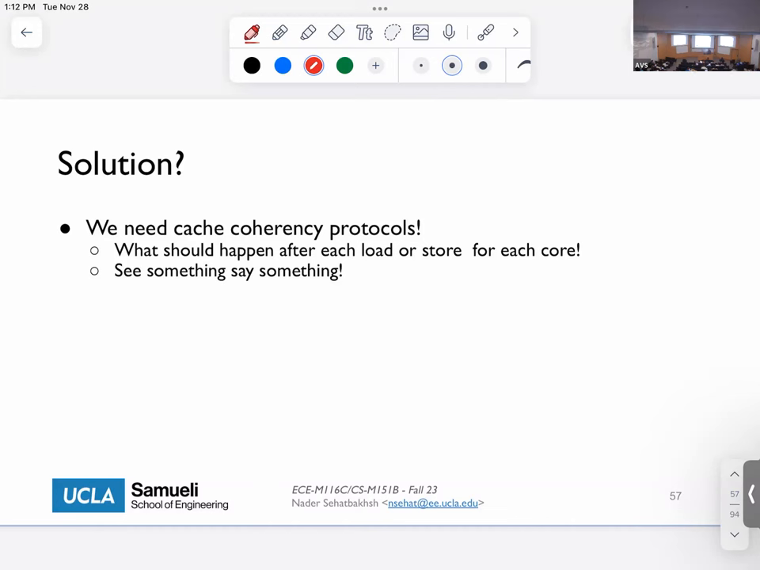Okay, and the very simple rule is kind of see something, say something. The main reason that we don't have coherent caches is that the private caches don't talk to each other. If you somehow manage to find a solution for these caches to talk to each other, then we're not going to have a coherency problem, okay?